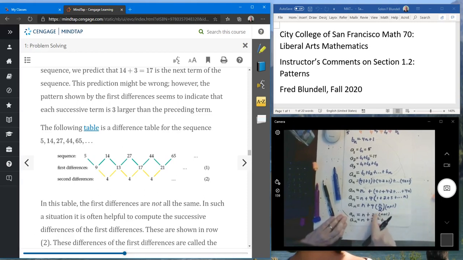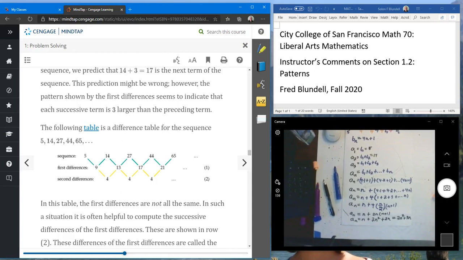So anyhow, I have 2n times n, that's 2n squared, plus 2n. So we finally come down to our formula. We've got 2n squared plus 2n plus another n, that's 3n's. 2n squared plus 3n. And so that's a formula for this sequence here.